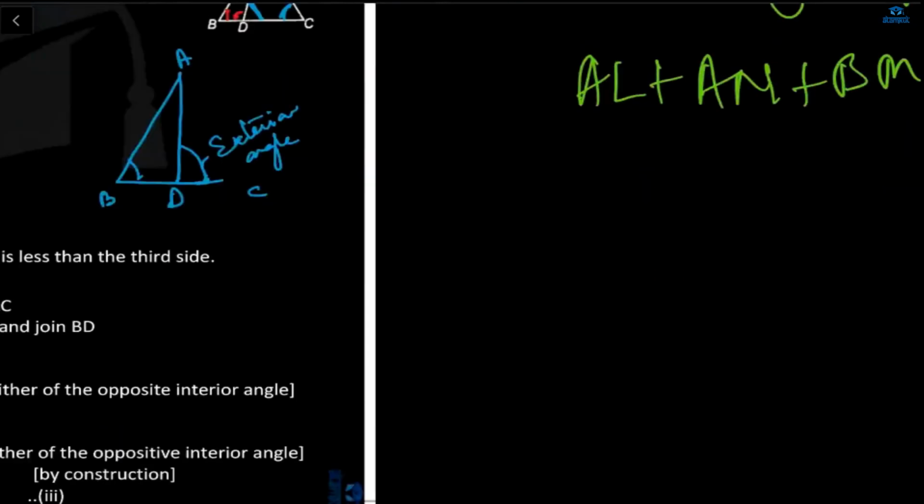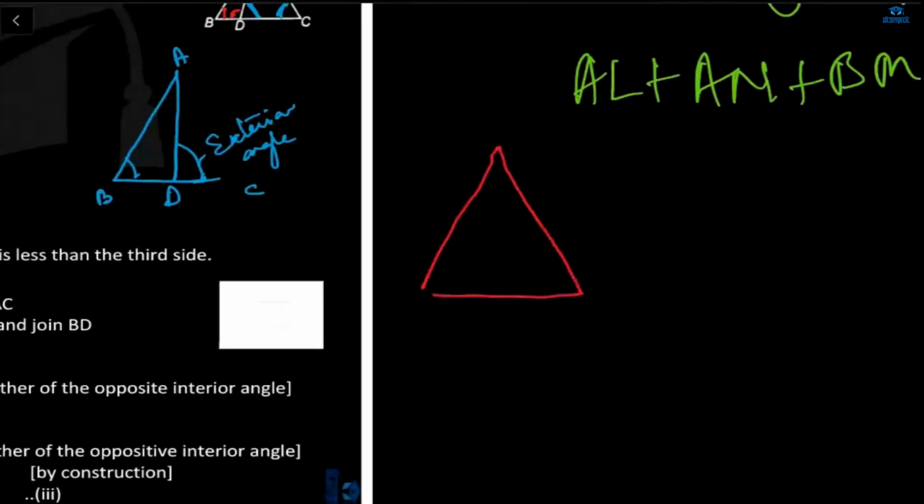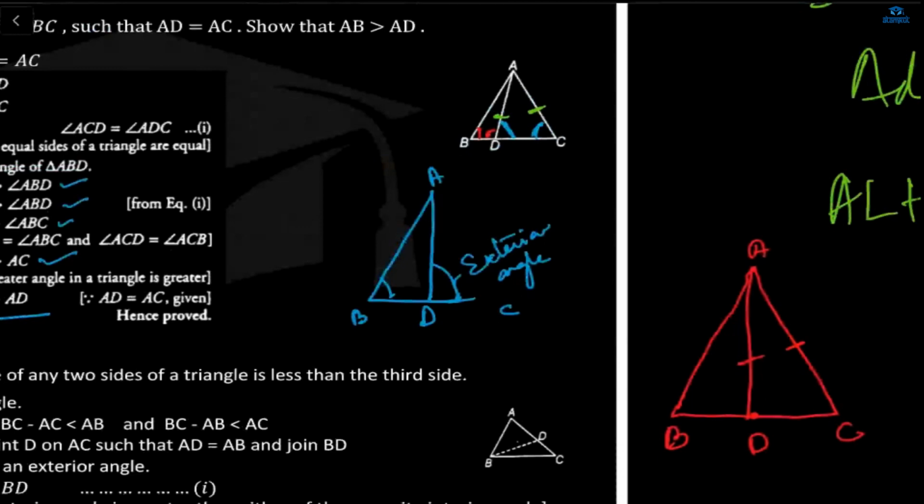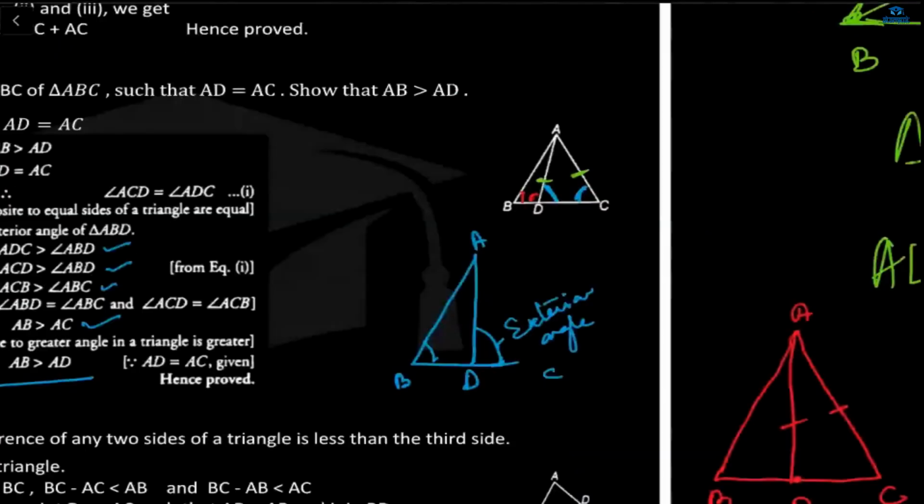Now you need to draw a triangle. Not in green, because it mixes with the previous question. You need to draw a triangle ABC, and D is a point on BC. We are going to join so that AD is equal to AC. This is point D and AD is equal to AC. Now what else is given? Show that AB is greater than AD.